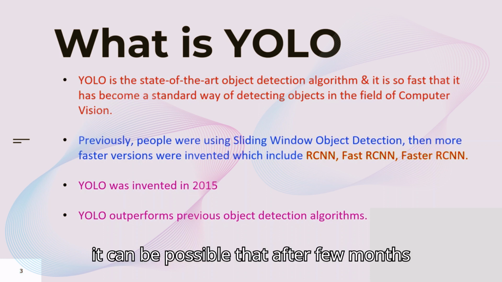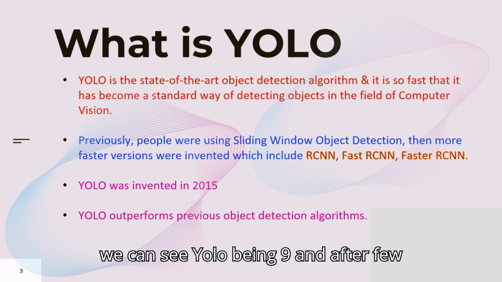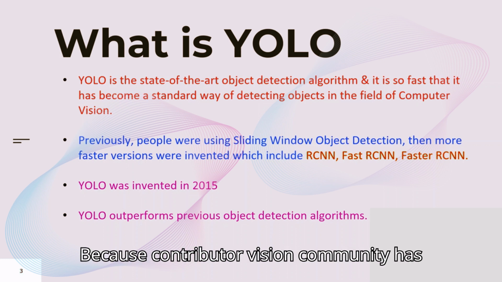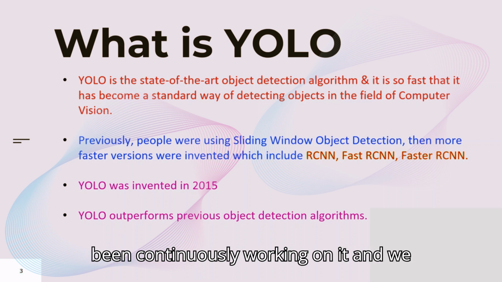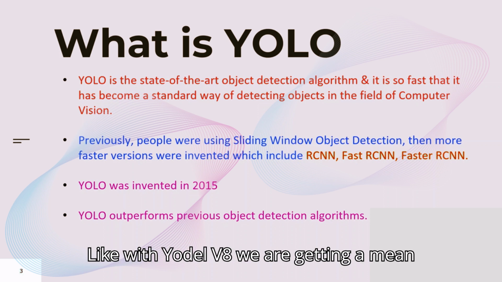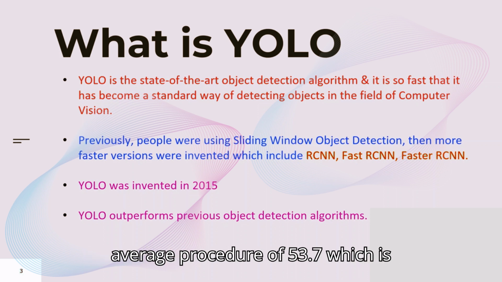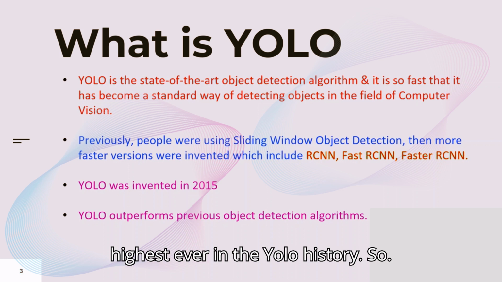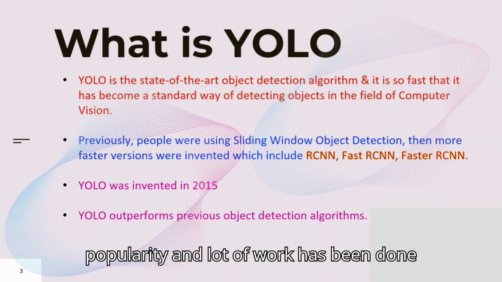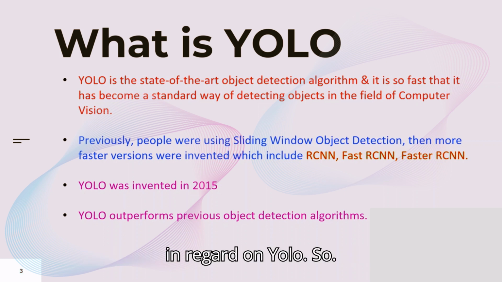So it is possible that after a few months we can see YOLO V9, and after a few months more we can see YOLO V10 as well, because the computer vision community has been continuously working on it, and we are getting better and better results. Like with YOLO V8, we are getting a mean average precision of 53.7, which is the highest ever in the YOLO history. So YOLO has been continuously gaining popularity, and a lot of work has been done on YOLO.